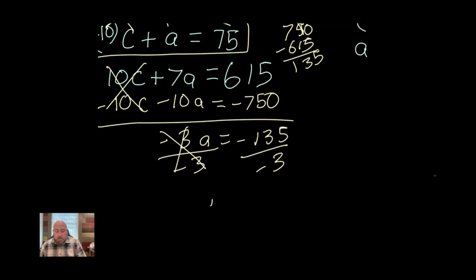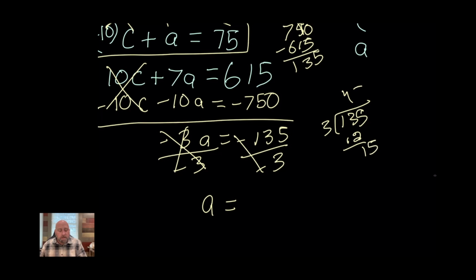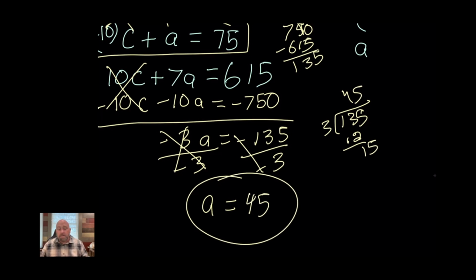That's going to cancel. We're going to get A equals. Those negatives are going to cancel. 3 goes into 135. We can come over here and do that if you want. That's going to go 4 times 12, 1, 15, 5 times 45. And so our A is 45.